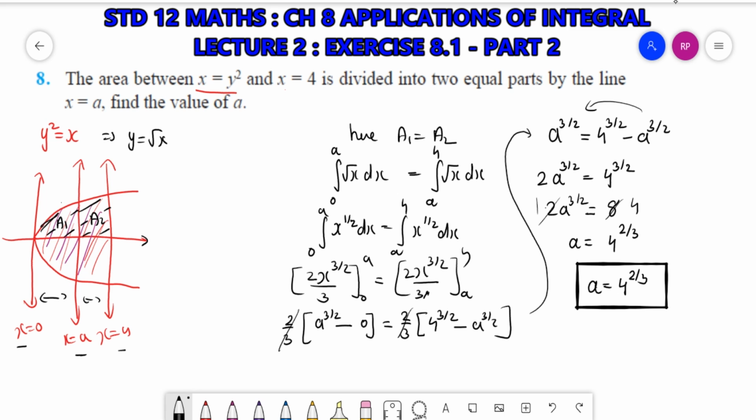Okay, see, this is a different type of question. Here it is already given that the line x equal to a divides the area between the parabola and the line x equal to 4 into equal parts. So we took two areas a1 and a2. Okay, one region, another region, and we took only the upper part. So half of them will also be the same. And then we integrated it and then we found out a is equal to 4 raised to 2 by 3. So this was about question number 8. So just note it down.